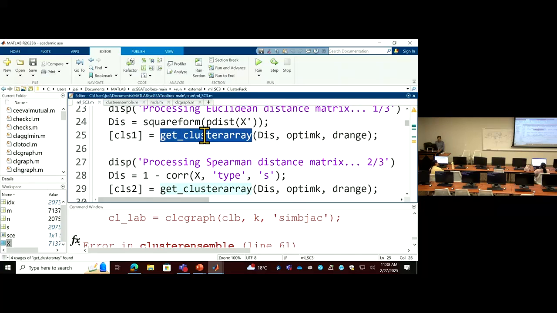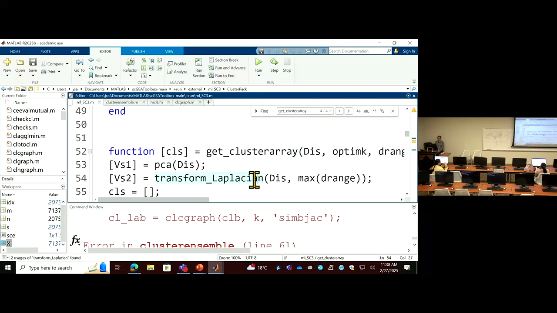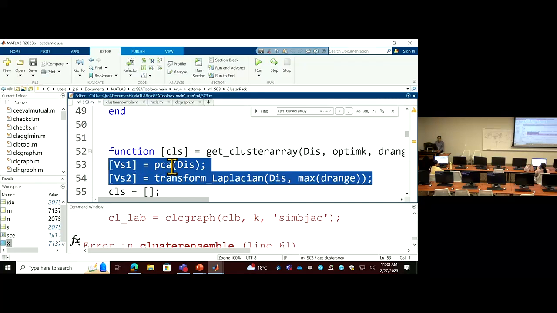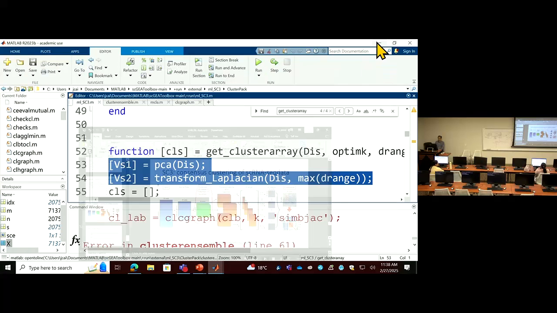Okay. So if I search for this function, inside this function we will do PCA. We will do the Laplacian transformation. So for each distance matrix inside here, we do two different transformations, which are this PCA and Laplacian.